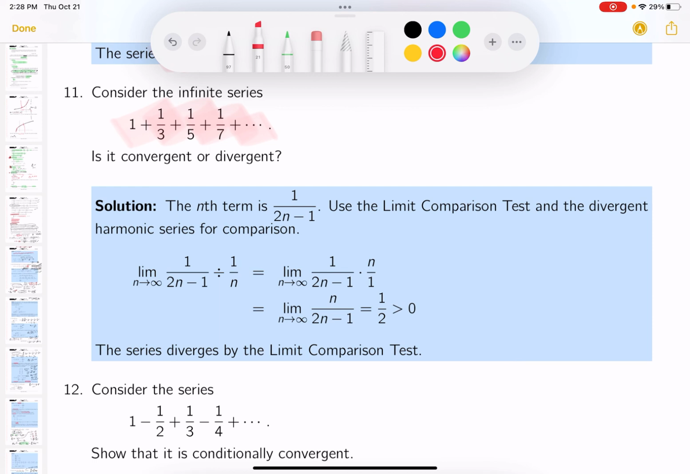But anyway, I wrote this over here. That's the general pattern for the nth term. I did a comparison test. Actually, I should say I'm doing a limit comparison test. I'm comparing it to the harmonic series. We know the harmonic is divergent. And I put this down over here. I get this number, so the series diverges by the comparison test.